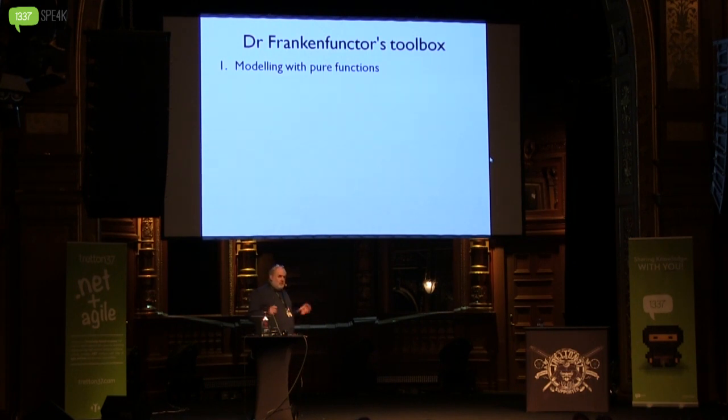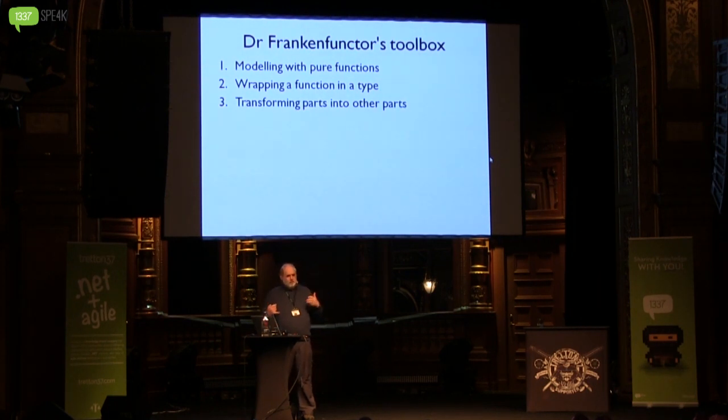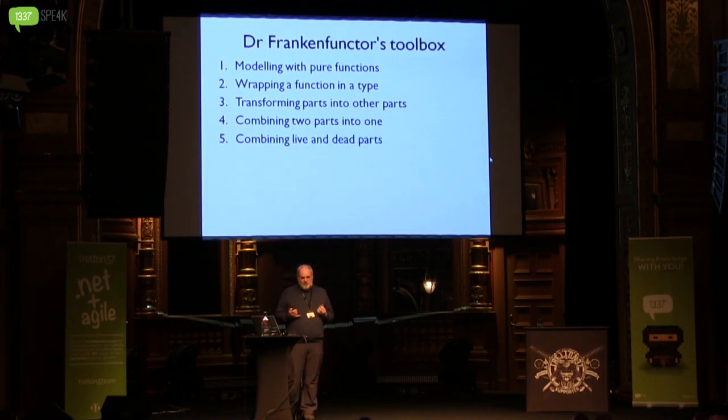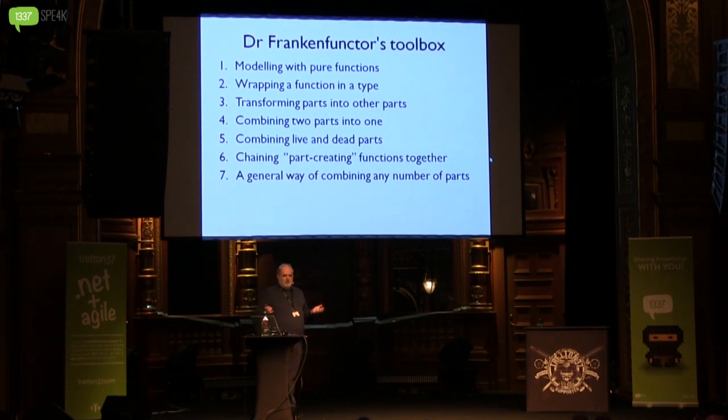Well, the first thing, as I said, he invented functional programming, and he modeled everything with pure functions. I'll talk about why that was very useful for him. Then he wrapped a function in a type, which is a kind of strange thing to do, and I'll show you how that works. Then he had various ways of transforming body parts into other body parts, combining two body parts into one, combining live and dead body parts at the same time, which is kind of yucky. Then, having part-creating functions which he managed to glue together to make more part-creating functions. A lot of complicated stuff, and then a general way of combining any number of body parts together.